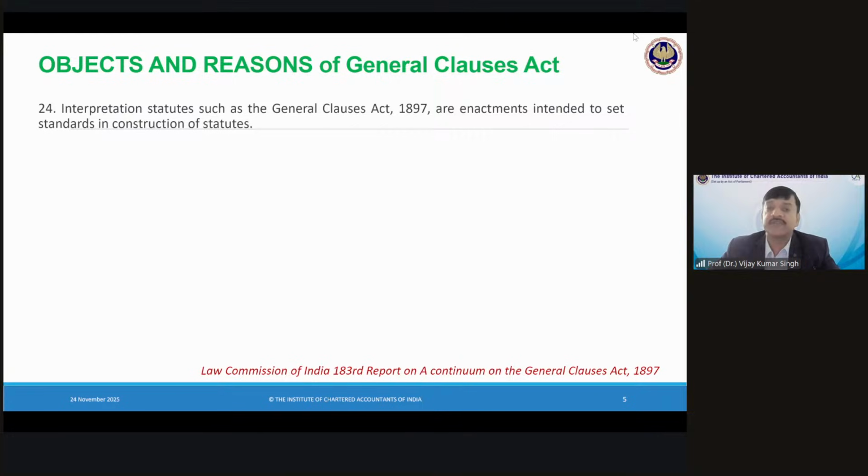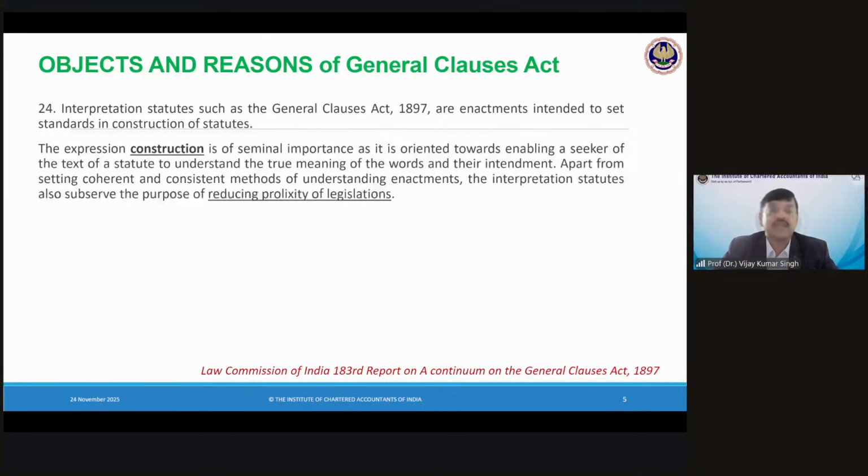It said in para 24, interpretation statutes such as the General Clauses Act are enactments intended to set standards in construction of statutes. So basically, it is trying to say that the General Clauses Act is meant for helping the interpretation or construction of statutes, or deriving meaning out of the statutes. The expression here is construction and interpretation. In my lecture on interpretation, we will talk about this difference in detail.